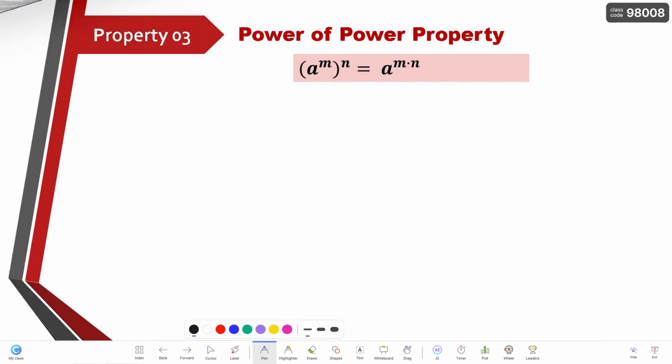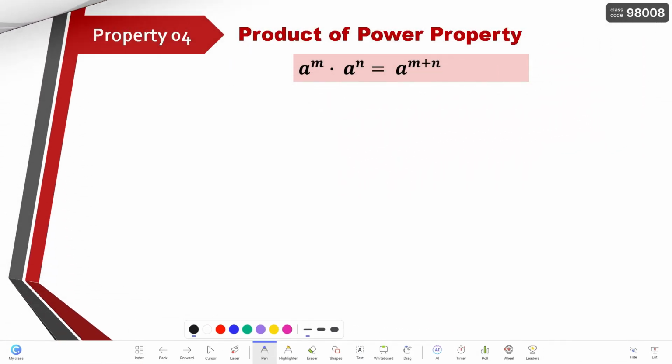The next property is the power of power. If we have a raised to the power of m, all of that raised to the power of n, we can multiply m by n in our expression. So for example, if we have x raised to the power of 3, then all of that raised to the power of 4, it is the same as x raised to the power of 3 times 4. So this is the same as x raised to the power of 12.